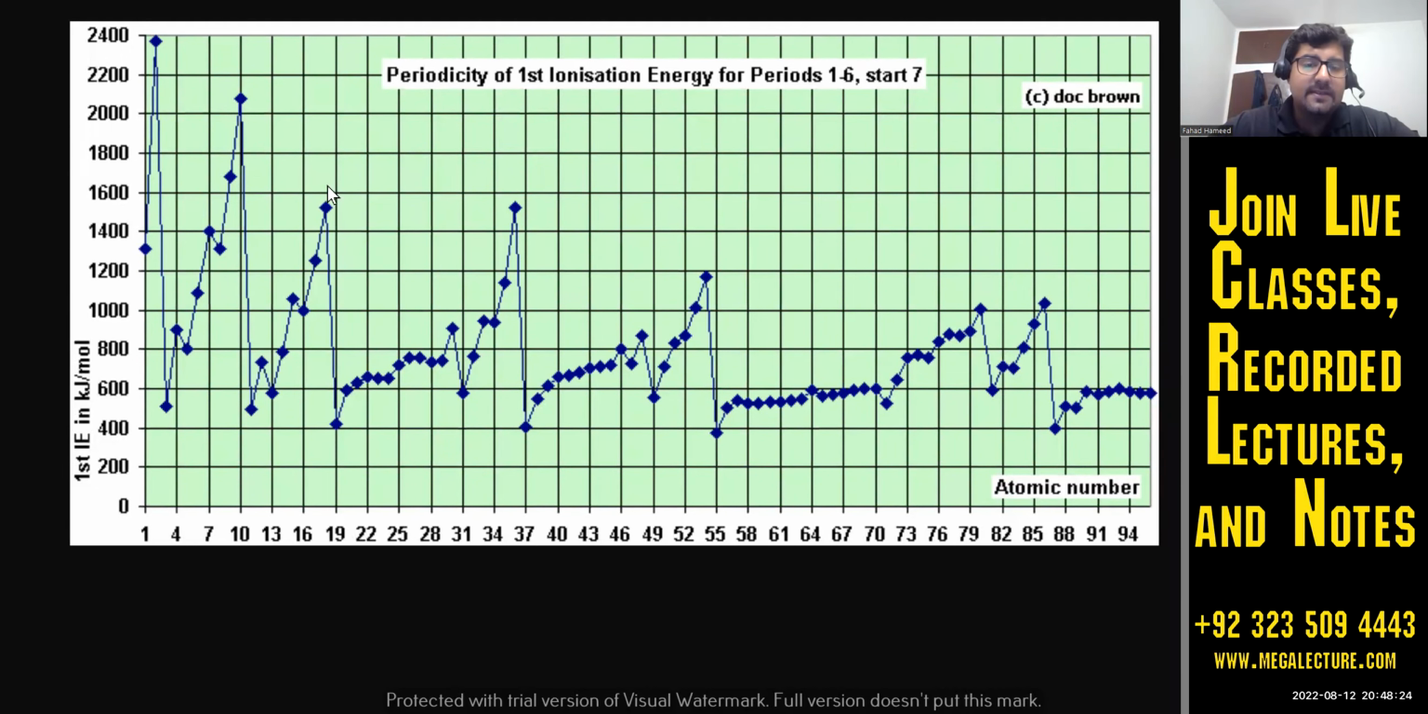This is noble gases. Like this is group 1, 2, dip at 3, 4, 5. This is 6. This is group 7. This is group 8 or noble gases. So that's the general sketch.